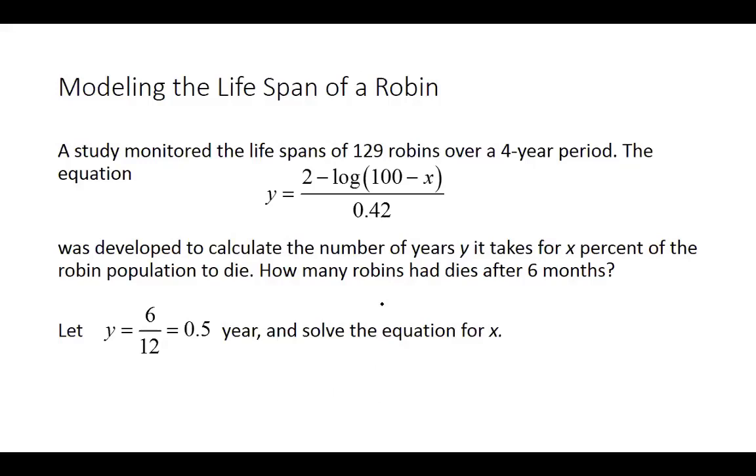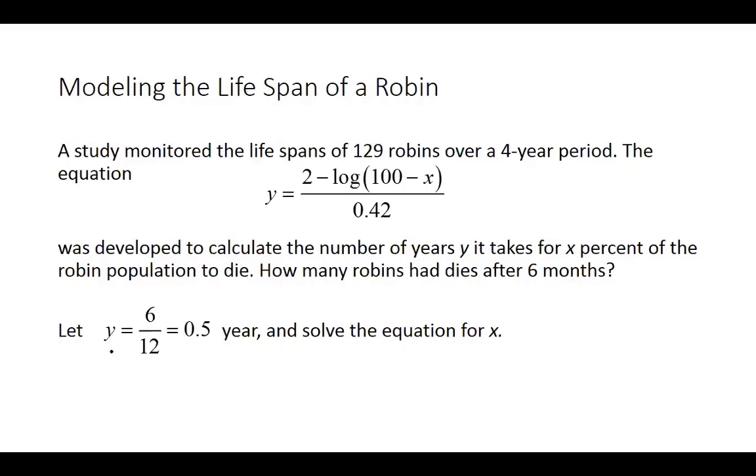The study monitored the lifespans of 129 robins over a 4 year period. The equation is given to me as y is equal to 2 minus log of 100 minus x over 0.42. It was developed to calculate the number of years y it takes for x% of the robins population to die. How many robins had died after 6 months?